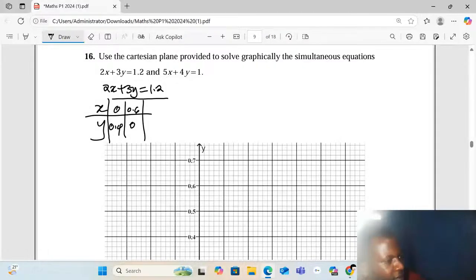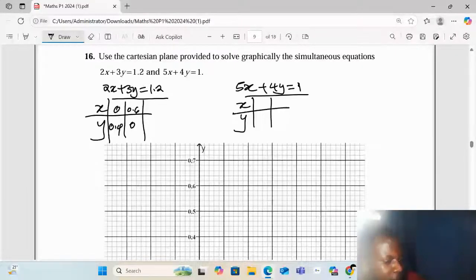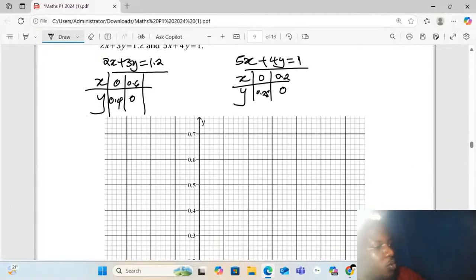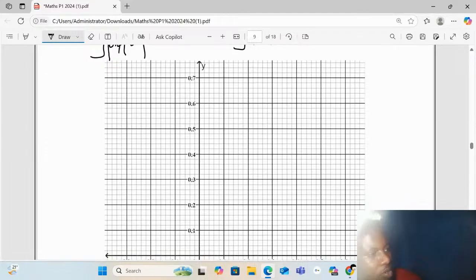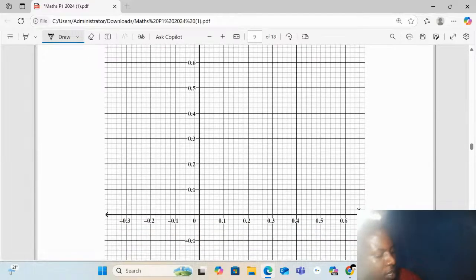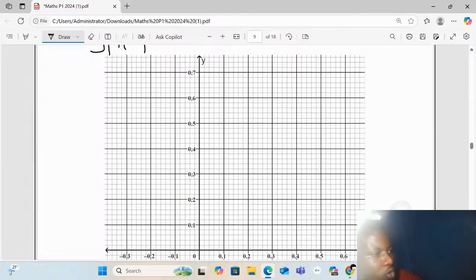Move to the next equation, that is 5x plus 4y equals 1. Now find the values. Take your x to be 0, replace x with 0, and your y will automatically become 0. Now we can use these to draw the graph, or to solve the equation.